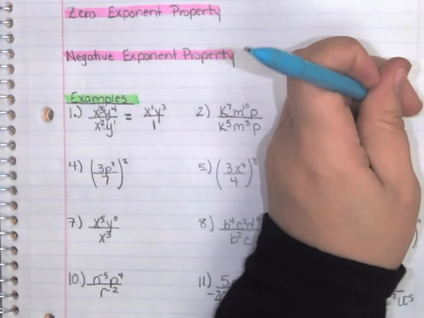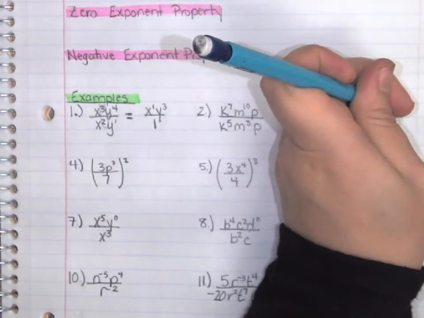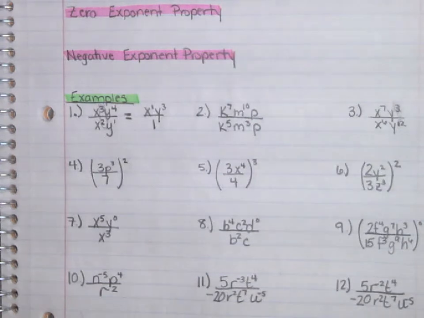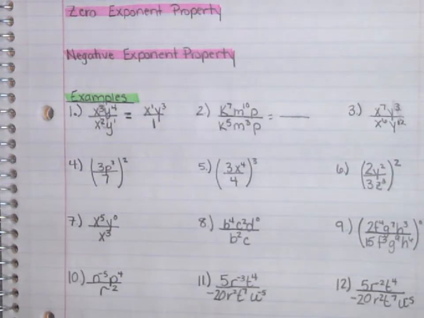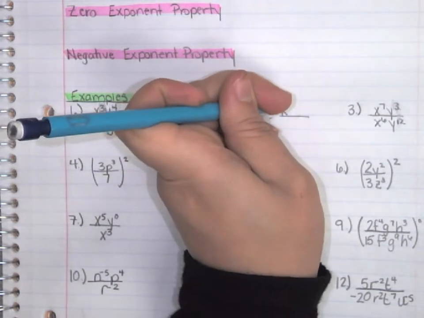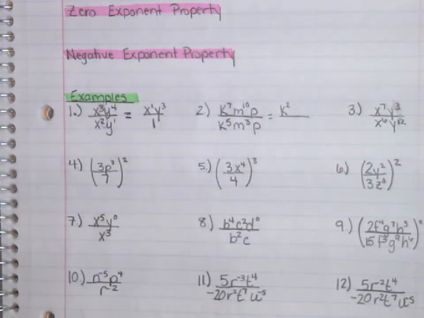I'm going to change this example because I don't like it. Okay. Now number 2. We have k to the 7, m to the 10th, a p, over k to the 5th, m to the 3rd, a p. I always just draw a line. Look at the k's first. When you do biggest amount of k's minus smallest amount of k's, how many are left over? 2. Where's it going to go? On top. K squared on top.